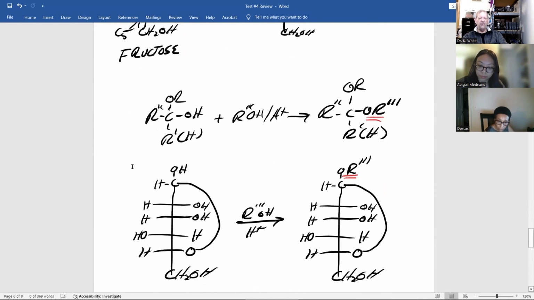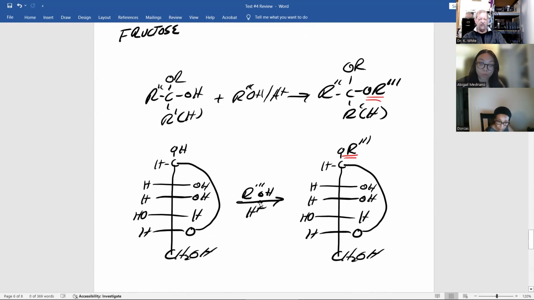Now, one other sort of a new reaction is if you have the hemiacetal, and I only do it for glucose, and you react it with an alcohol and acid, just like here, the hemiacetal, you replace this OH with OR triple prime. And this is the basis how all starches are formed, which I'd say is pretty important.